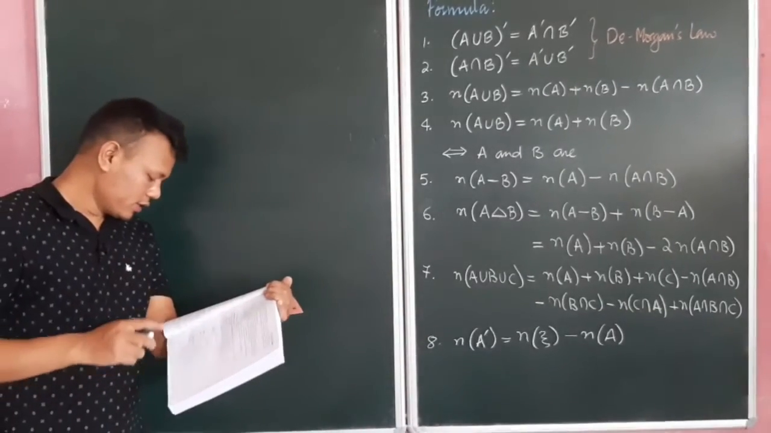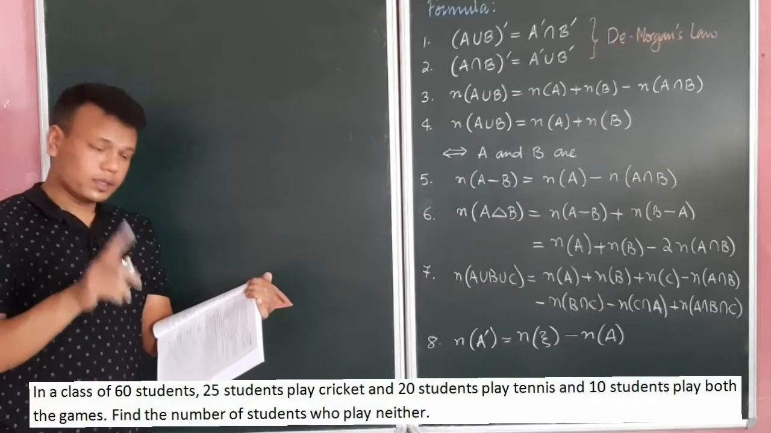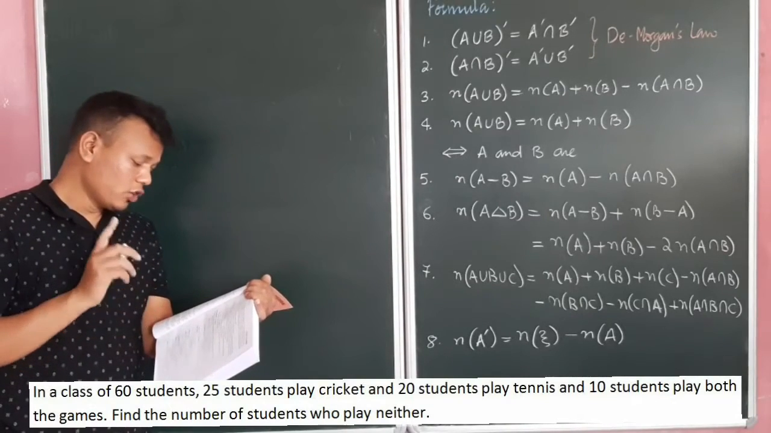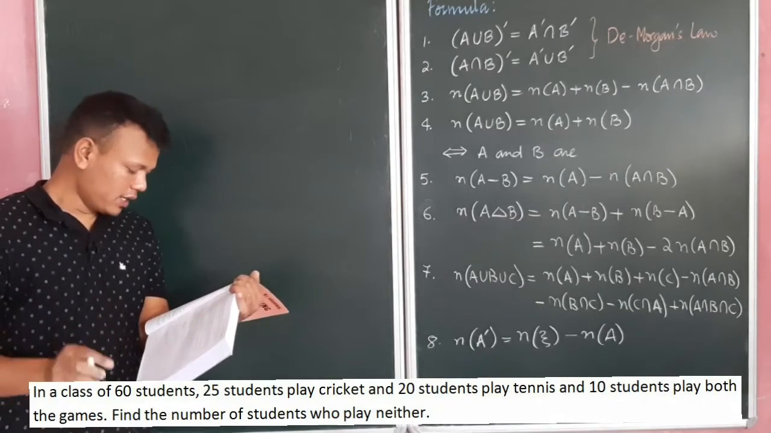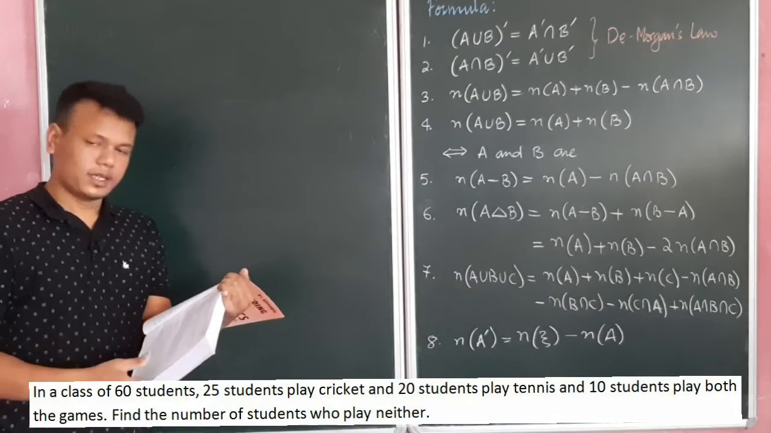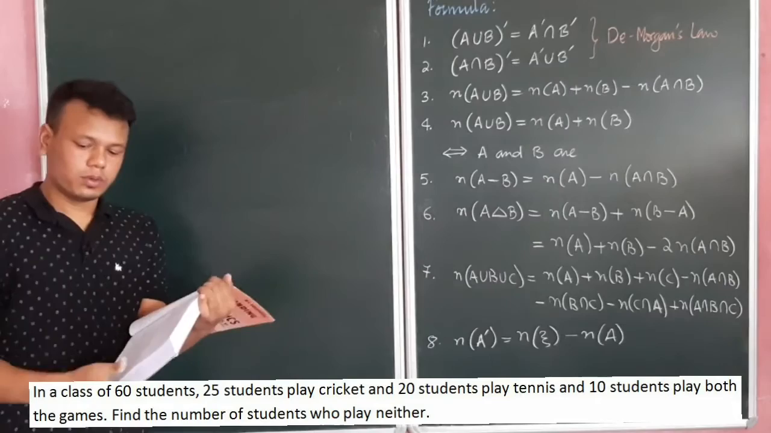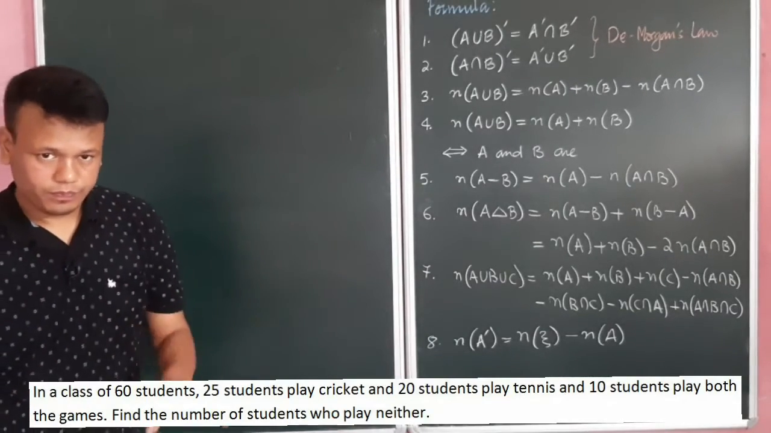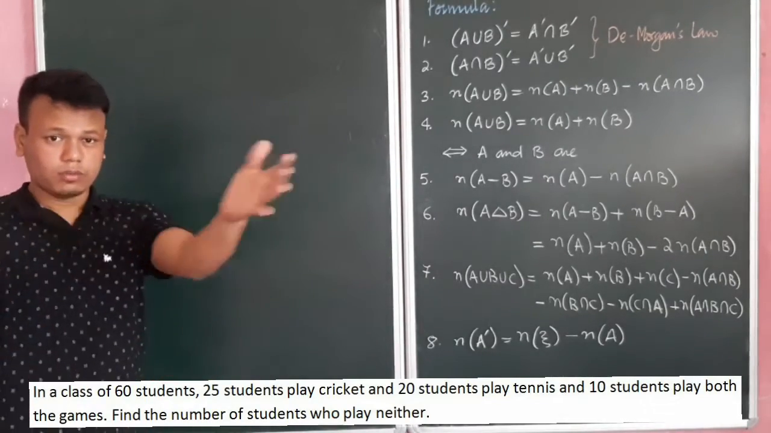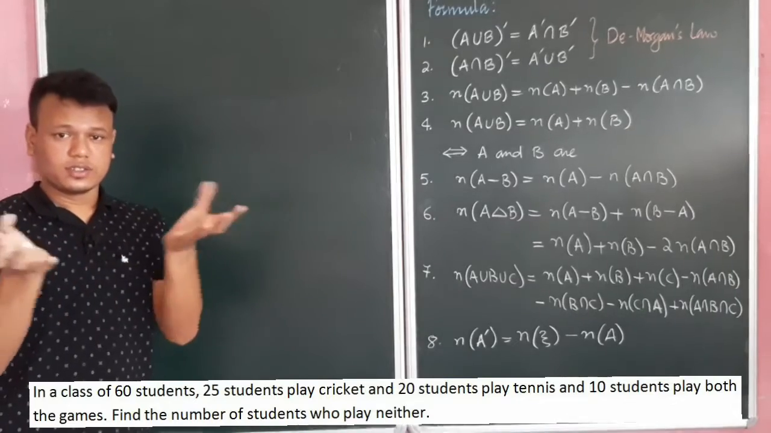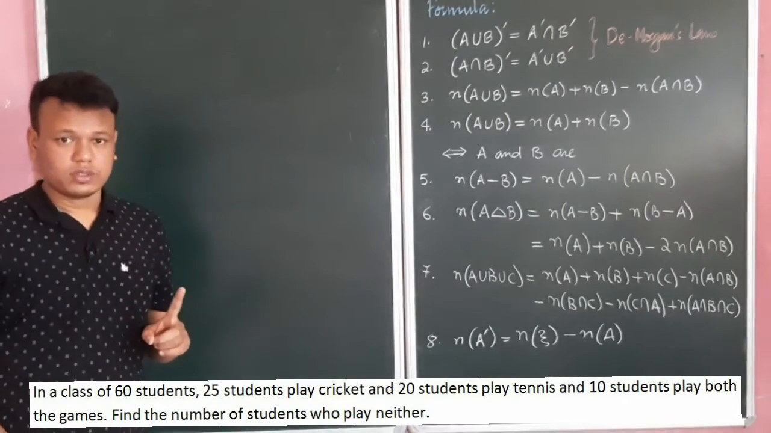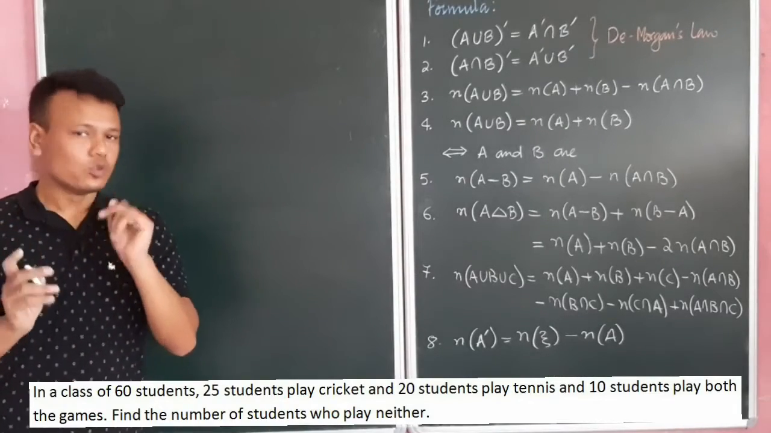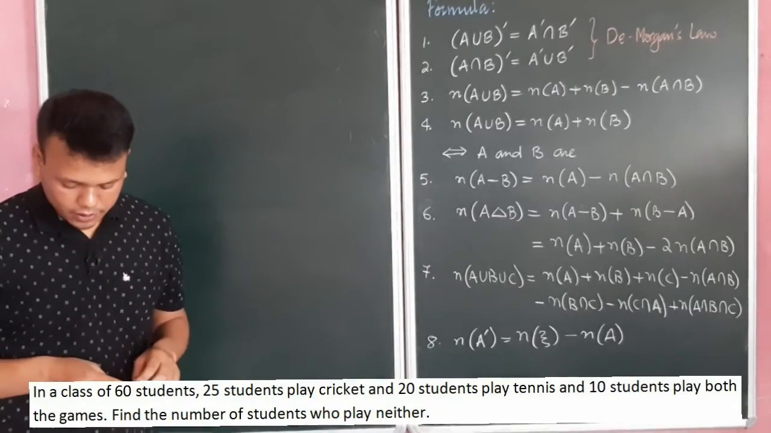Now let's take question number 12. In a class of 60 students, 25 play cricket, 20 students play tennis, and 10 students play both the games. Here they are talking about a classroom. In that classroom there are 60 students, so this classroom becomes my universal set. All right, so remember that.